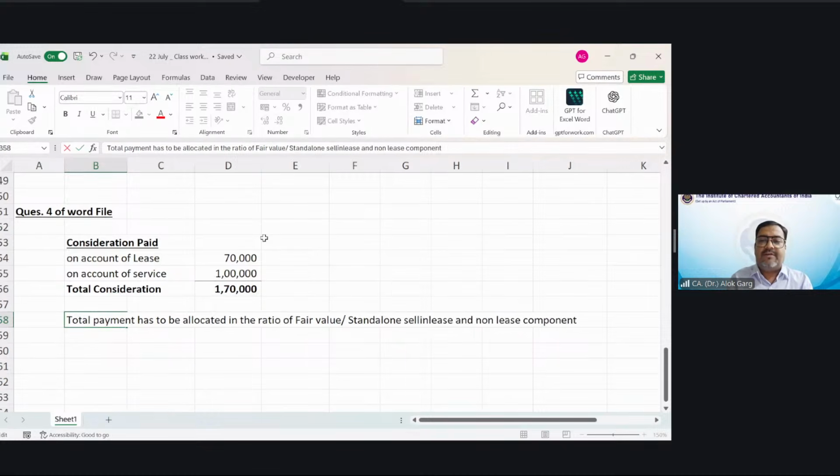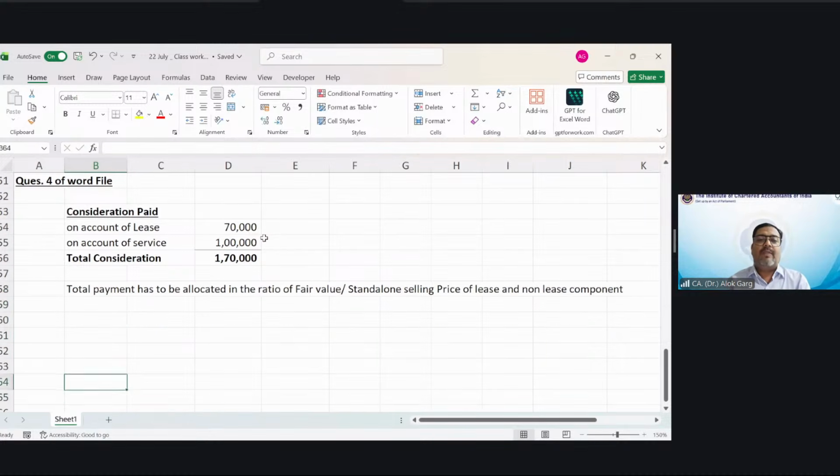You have already covered Ind AS 1 and 5. It is market value, the fair value of lease and non-lease component. Now, what is the fair value of the lease and non-lease component? For the lease, what is my standalone selling price? 1,20,000. The question is saying 1,20,000 for the lease component and 80,000 for the non-lease component. Reverse, right?